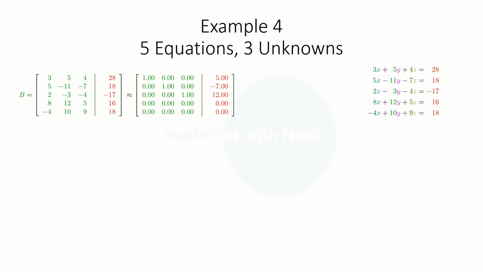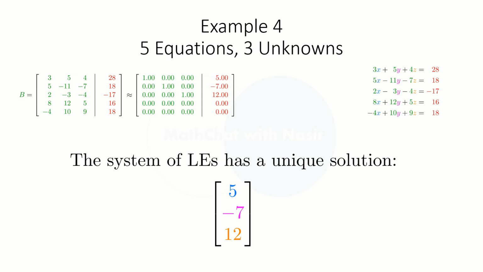The augmented matrix does not have a degenerate equation, and secondly, all the unknowns are pivot elements. There are no free variables, therefore these equations have a unique solution: x equal to 5, y equal to minus 7 and z equal to 12.